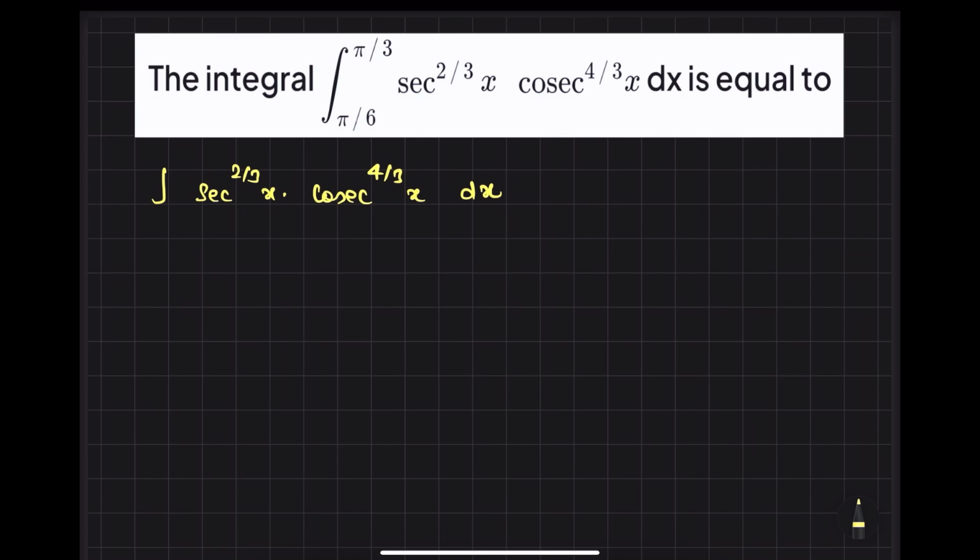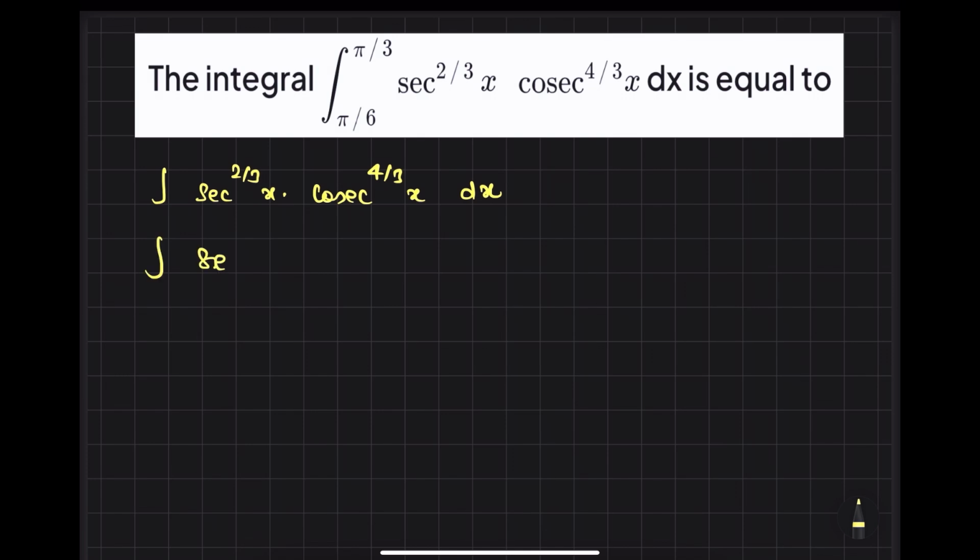We used to convert the trigonometric function into tan, and then take tan x as z, so that we get the differentiation as sec squared. So we have sec, and we have to convert cosec into tan. So how will we manipulate? Look here.